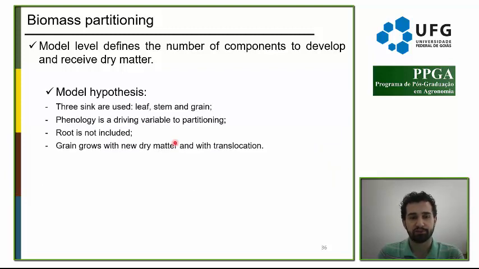So for this example of biomass partitioning, we're going to use three sinks in the system. We have the leaf, stem, and the grain. The phenology is a driving variable for partitioning.